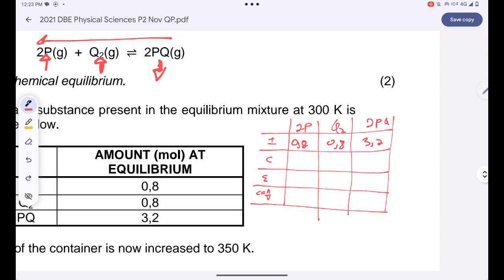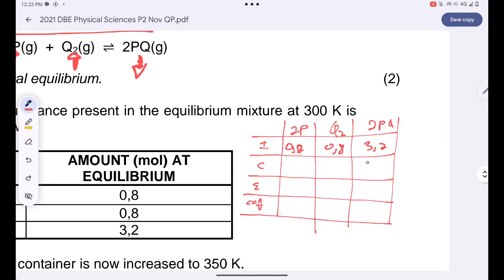Please do note that. So the Kc value will increase compared to the previous one, and that simply means the yield should decrease by just favoring the reverse reaction. So over here we'll just subtract on the products, but we will add on the reactants.